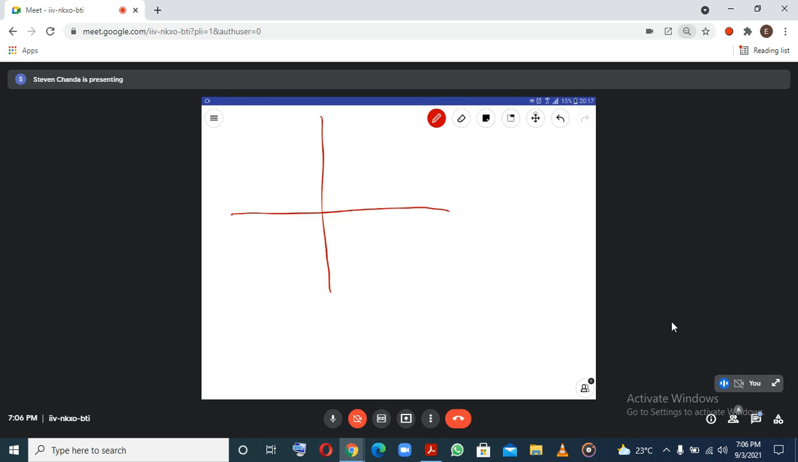Let me draw properly. So that's the x-axis, the y-axis, 0, then we've got 1, 2, 3, and -1, -2, -3 on the x-axis. And on the y-axis, -1, -2, -3, and 1, 2, 3, 4.